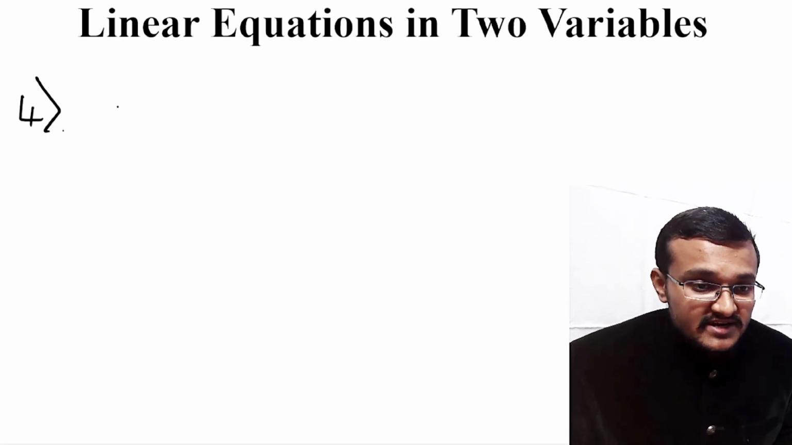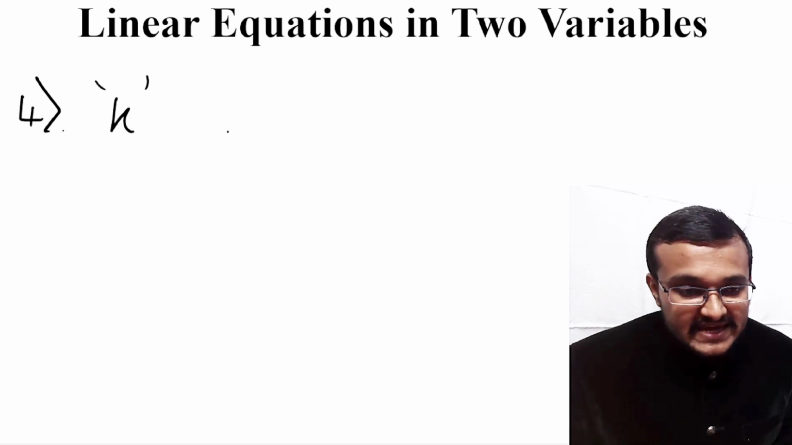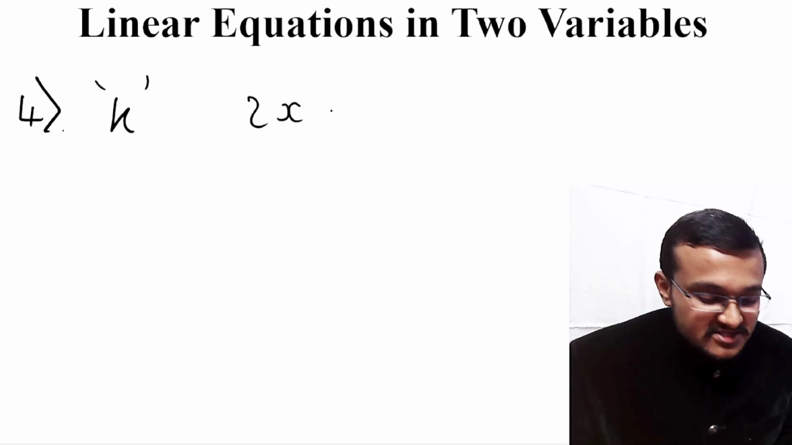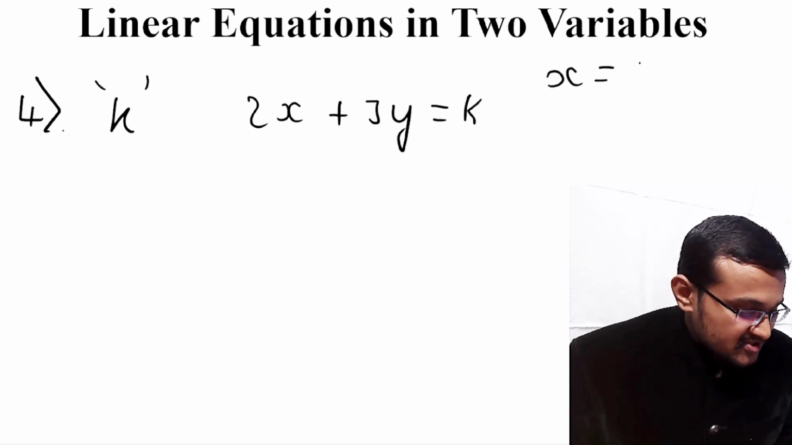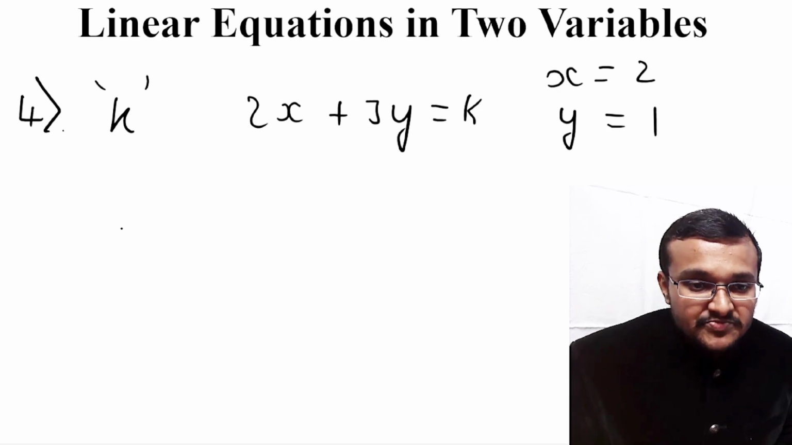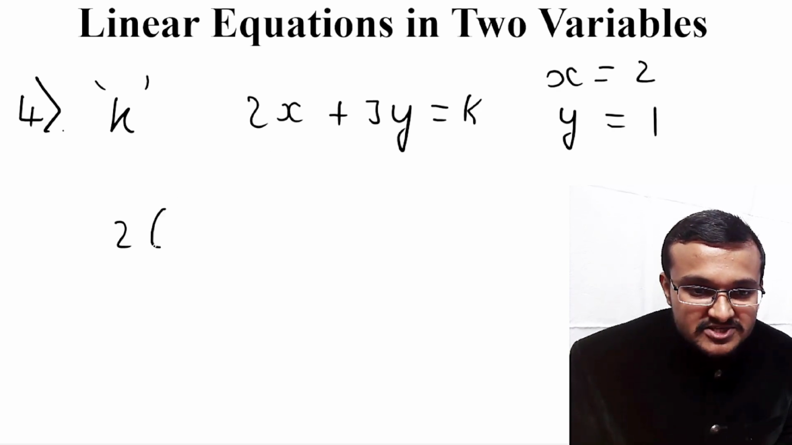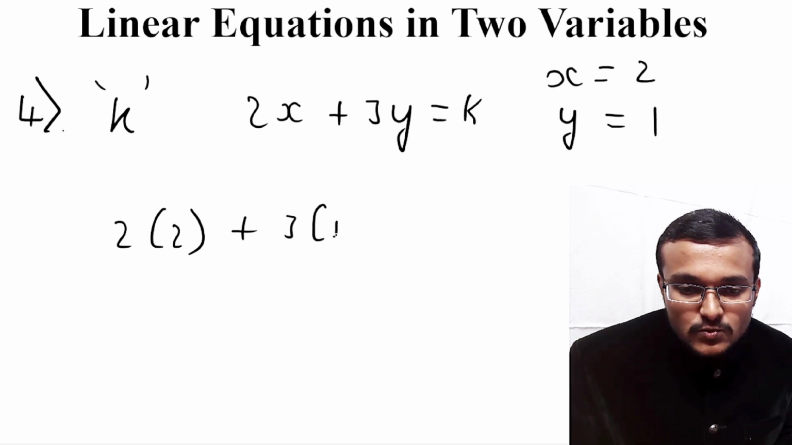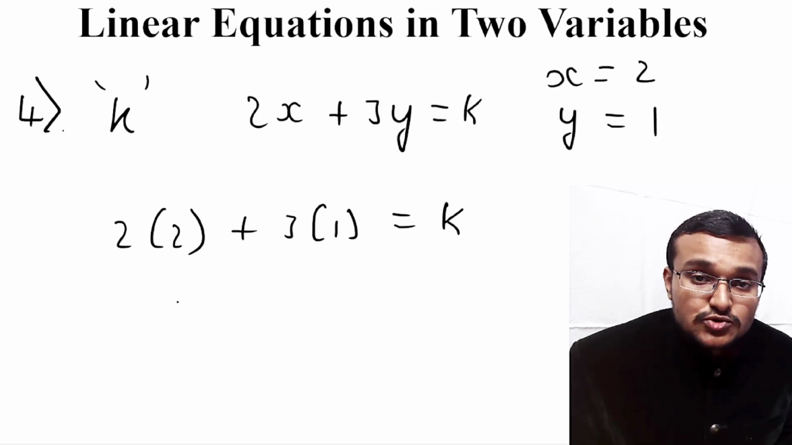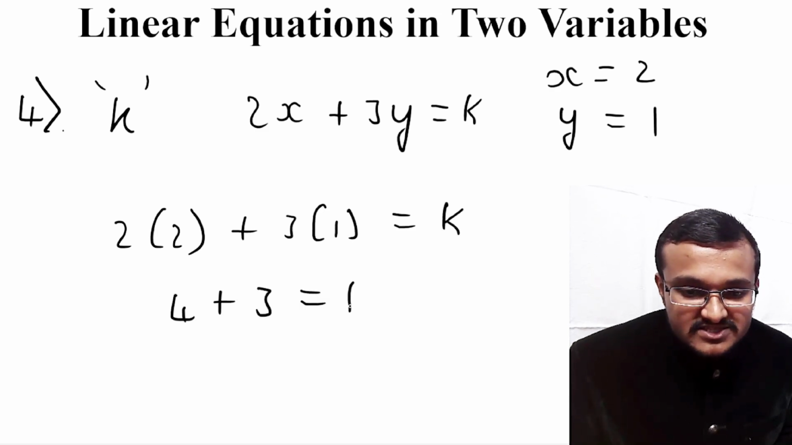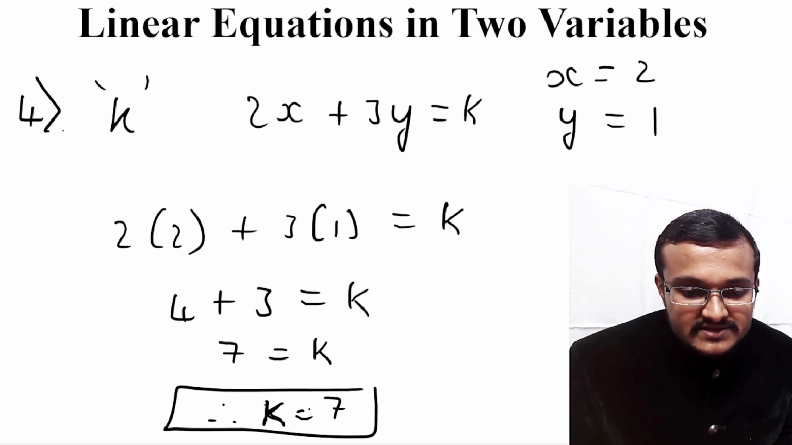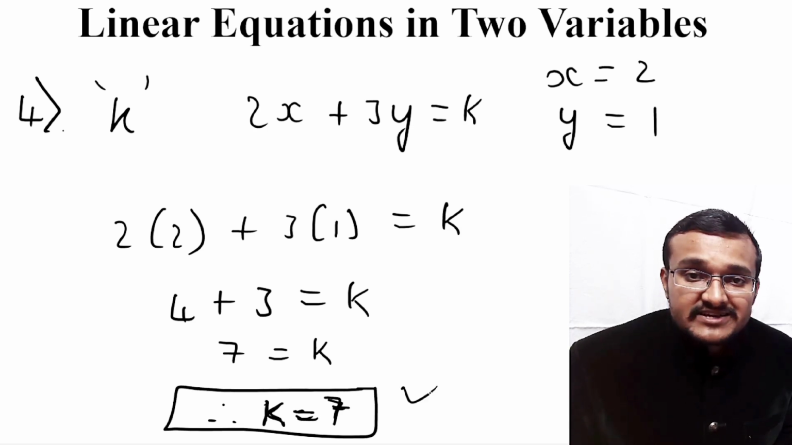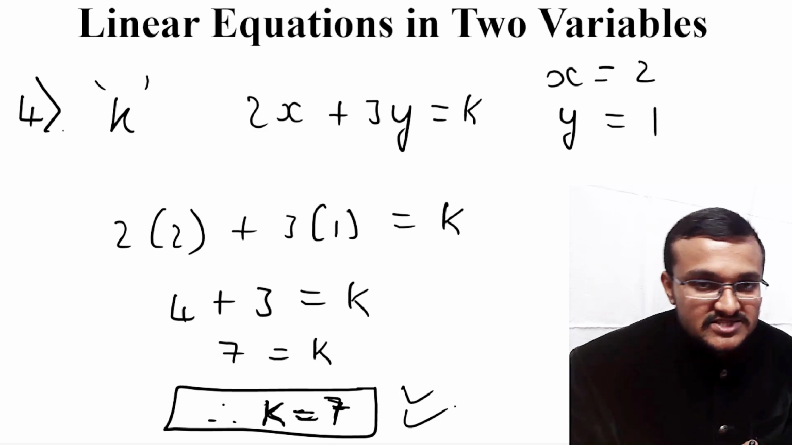So coming to the fourth question, here you have to find the value of k, and the equation which they have given here is 2x plus 3y is equal to k. They have given the x value and y value also. So the x value is 2 and the y value is 1. Now you just substitute the x and y values in this equation. So 2 into 2 plus 3 into 1 is equal to k. So 2 2s are 4, 3 into 1 is 3, which is equal to k. So 7 is equal to k. So the k value is equal to 7. So 7 is the answer for this fourth question in exercise 4.2.